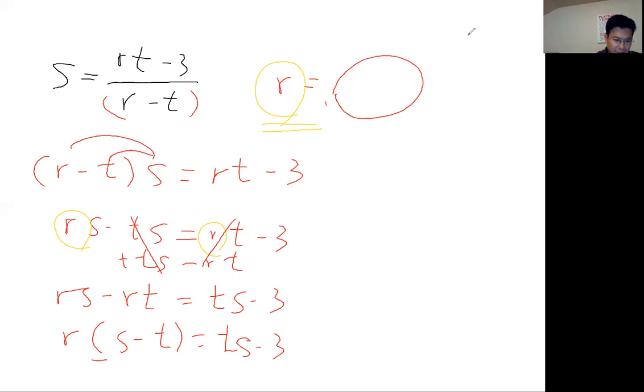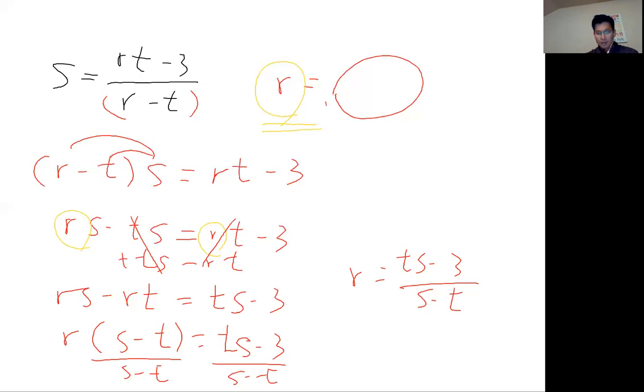Then simply we divide by S minus T on both sides, so R has to be (TS minus 3) over (S minus T). This is a really popular question that you get to see from SAT or ACT. Please memorize whatever way you have to do it, okay? And on the next slide, there are some typical patterns of questions that you get to see.